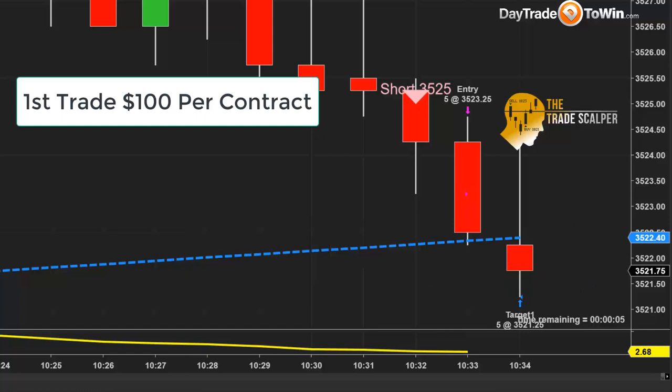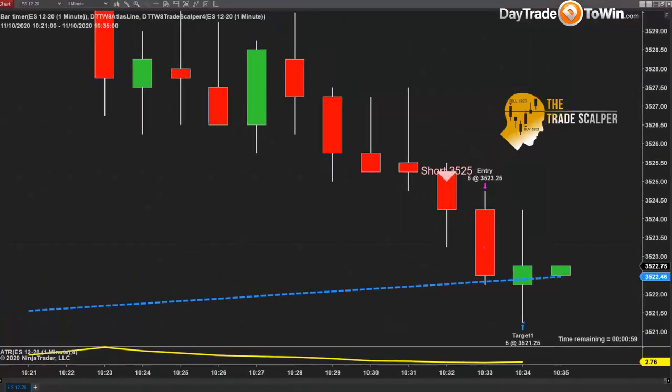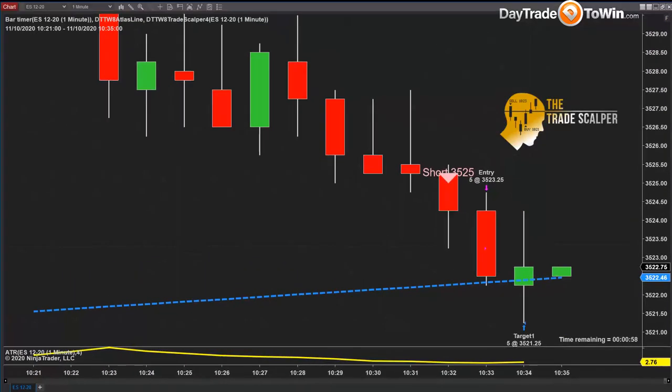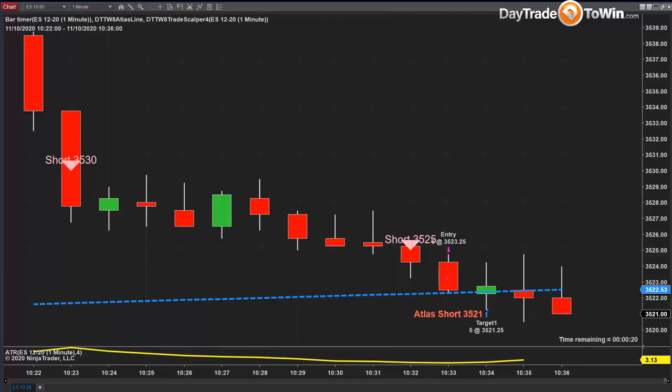The target was hit, and you're looking for the next trade, whether it be another scalping trade or it could be an Atlas line trade. So that's going to tell us what we're going to do next. And don't rush into trades. Wait until they occur. Well, I didn't have to wait long for the next trade.